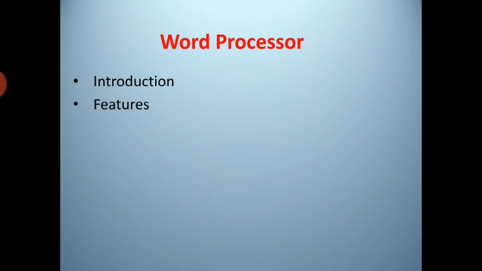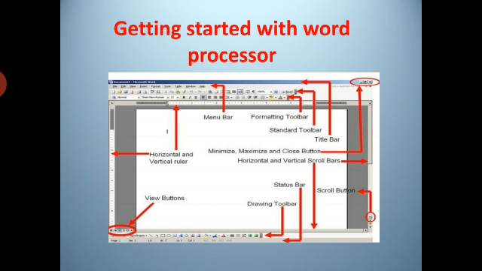Now students, let me explain you how to start word processor. Click on the start button. Click on Microsoft Office. Select Microsoft Word. The Microsoft Word window will be displayed on the screen as shown in the figure. Now there are the various parts of the word window which I am explaining one by one.